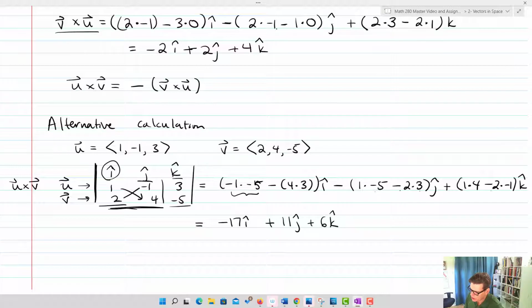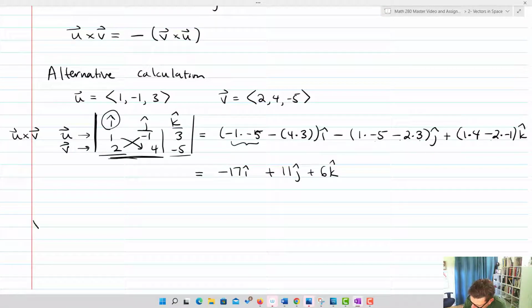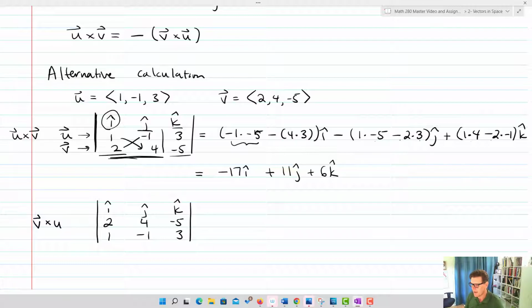And that is the cross product u cross v. Let's do it with v cross u. So now I've got v cross u. I'm going to have i, j, and k across my top. And then now I've got 2, 4, -5, and 1, -1, 3. And now I'm going to do the same calculation.